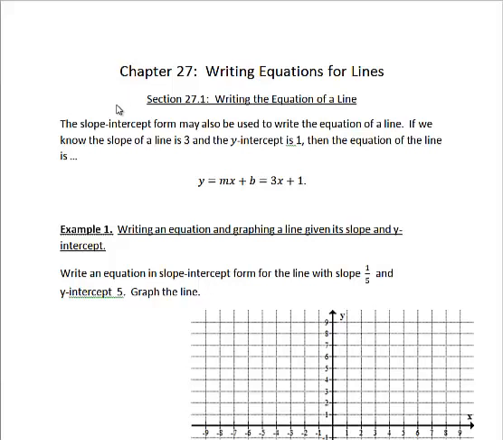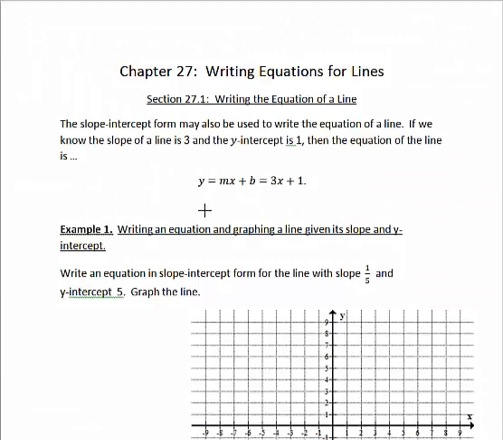Chapter 27, Writing Equations for Lines. We are going to take the slope-intercept form that we learned from the previous chapter, and we're going to be given some information about a particular line or equation, and we're going to have to figure out what the slope and the y-intercept is. Once we have those two quantities, then we can simply plug them into this general format, the slope-intercept format, and we have our equation.